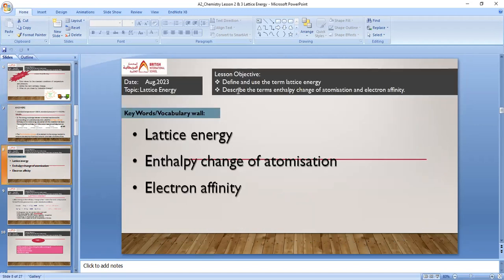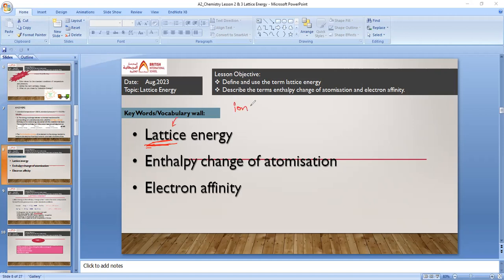Then lattice enthalpy. Define and use the term lattice enthalpy. Can you explain what lattice energy is in your own words? Lattice energy is the energy when 1 mole of gaseous ions is formed under standard conditions. We have studied what a lattice is: a special class of compound makes a lattice structure. So you have to add the name of this compound also.